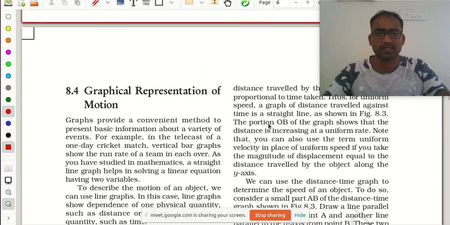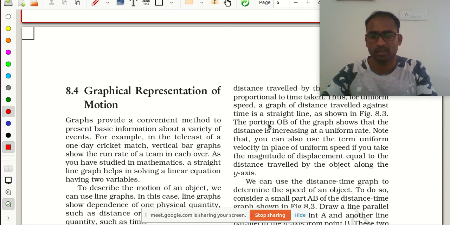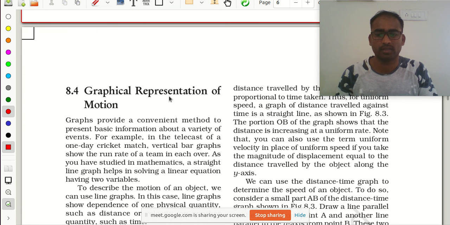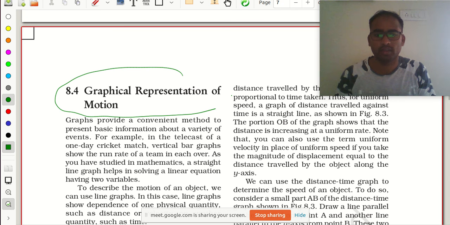Okay. The next concept is that we need to represent our motion in a graphical way. I need to represent this motion in a graphical way.